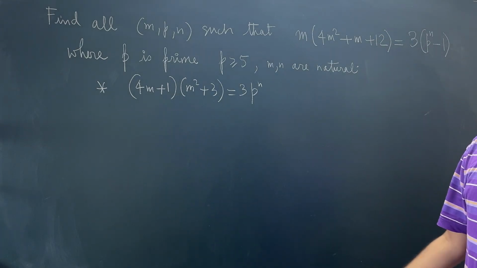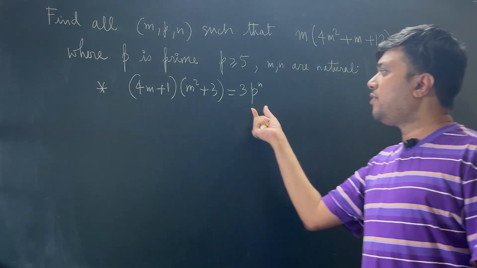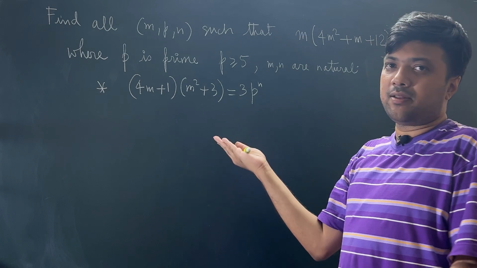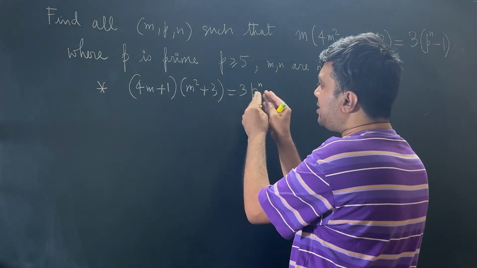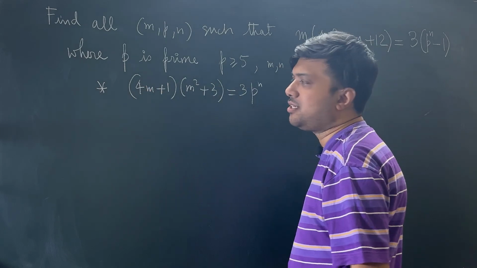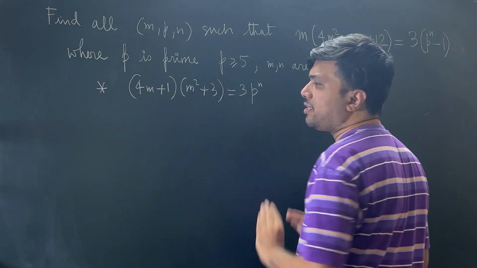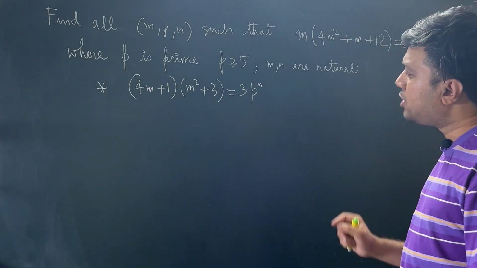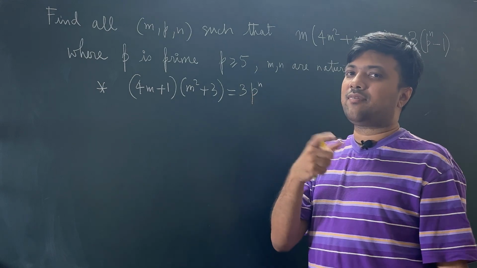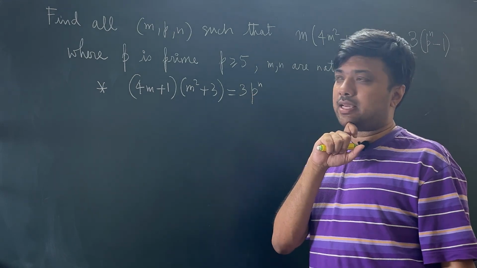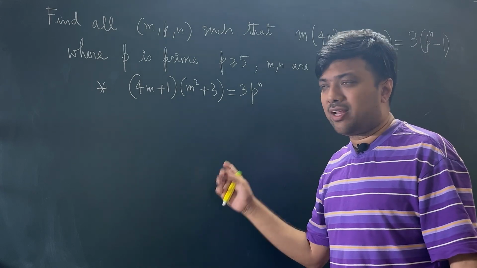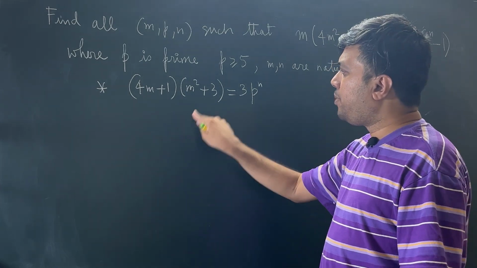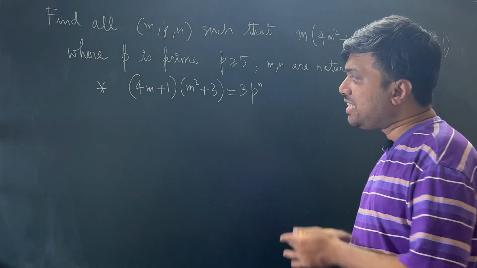Alright, so what are the different possibilities? In what different ways can you factorize? Well, from the fundamental theorem of arithmetic, that there's a unique prime factorization, you know that this 3 into p power n can be split and put into parts here. The number of ways of dividing this into two parts is very few. So let's see whether we can eliminate the simple cases. Can it happen that it is 1 into 3 p power n? It's easy to eliminate that.